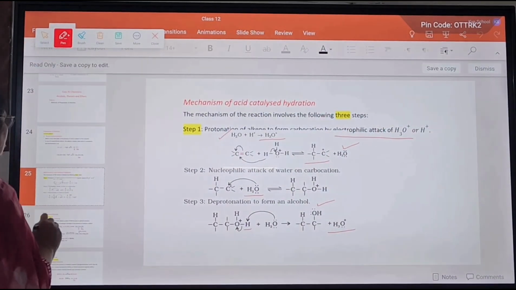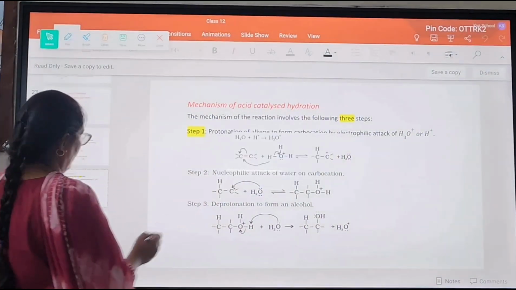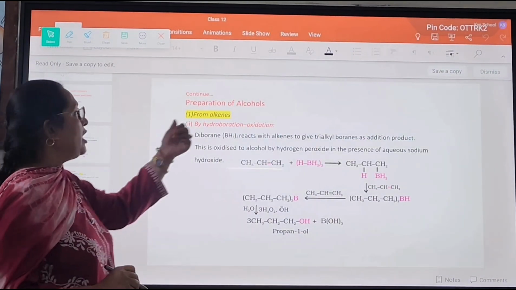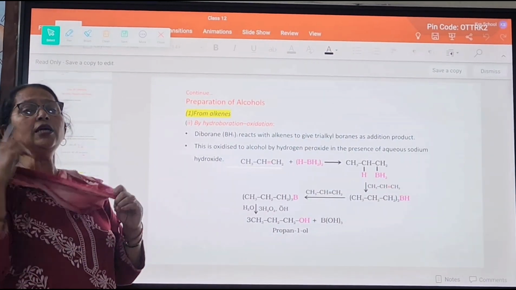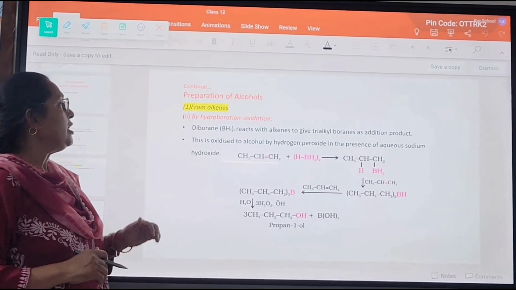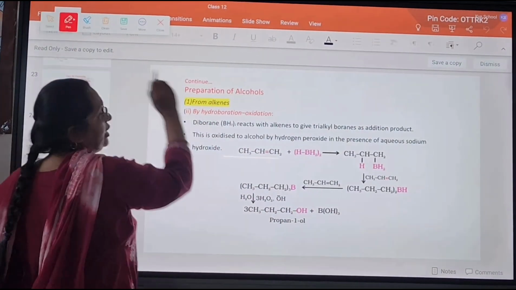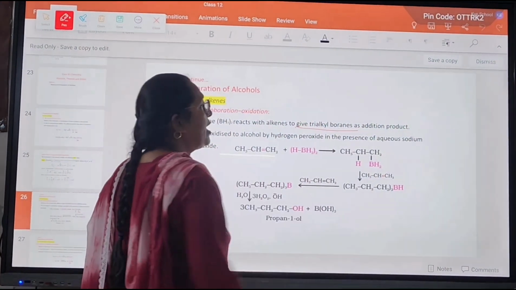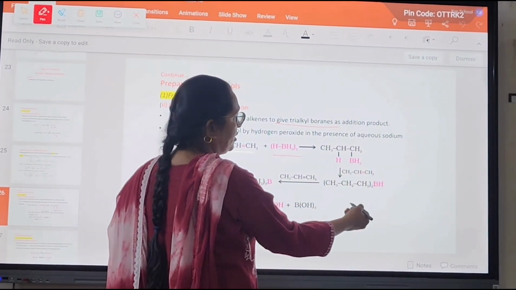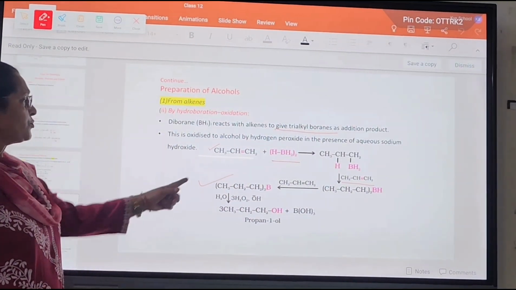Another method for the preparation of alcohol is hydroboration. This is another method, and it can also be done with the help of alkenes. In hydroboration oxidation, diborane reacts with the alkene to give the trialkyl borane as addition product. This is the propene and this is diborane, and one by one the propene molecules get added and we will get the trialkyl borane.